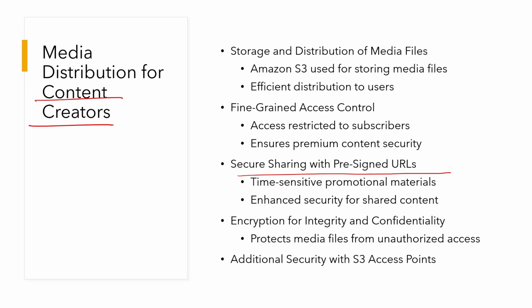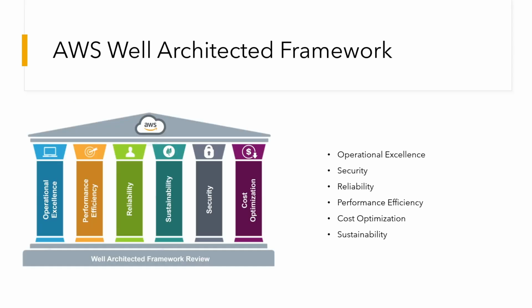So there could also be an integration of S3 access points with the pre-signed URLs, giving an additional layer of security, ensuring that media files are only accessible through authorized access points, preventing unauthorized distribution of any of the content that they have. We want to be implementing all of this around the AWS Well Architected framework.